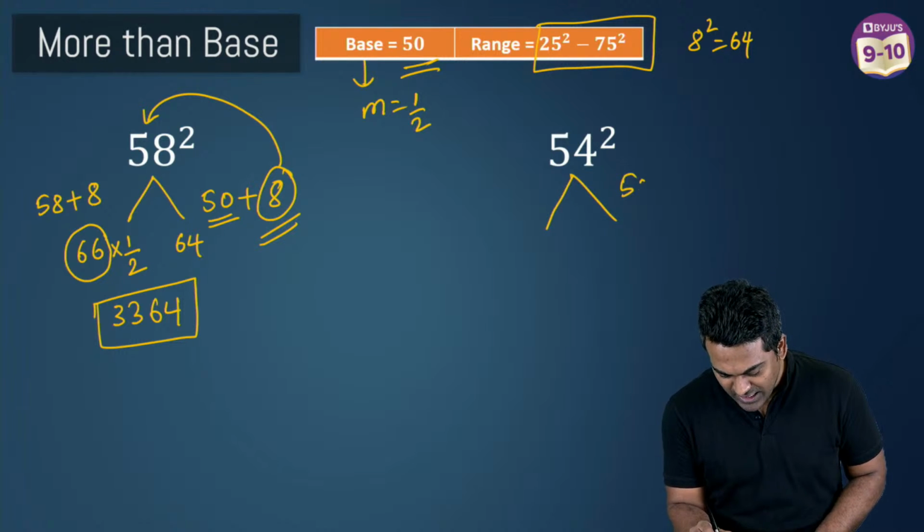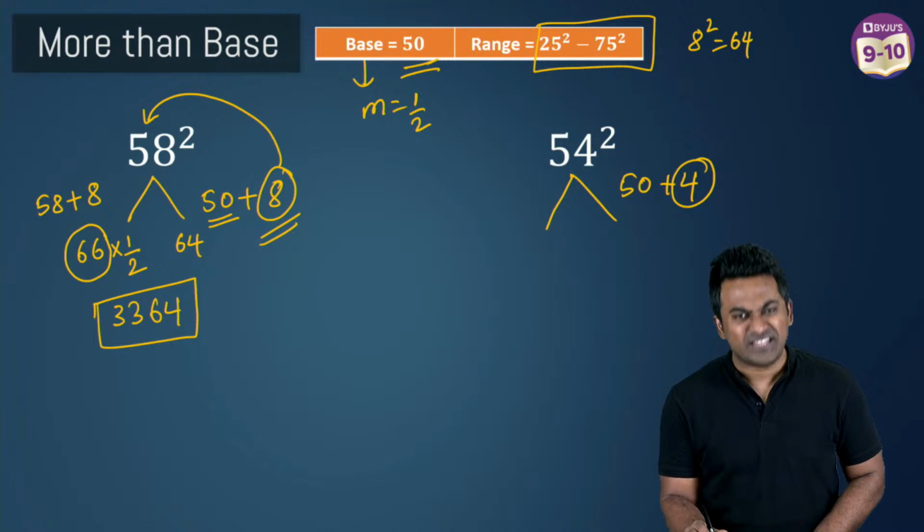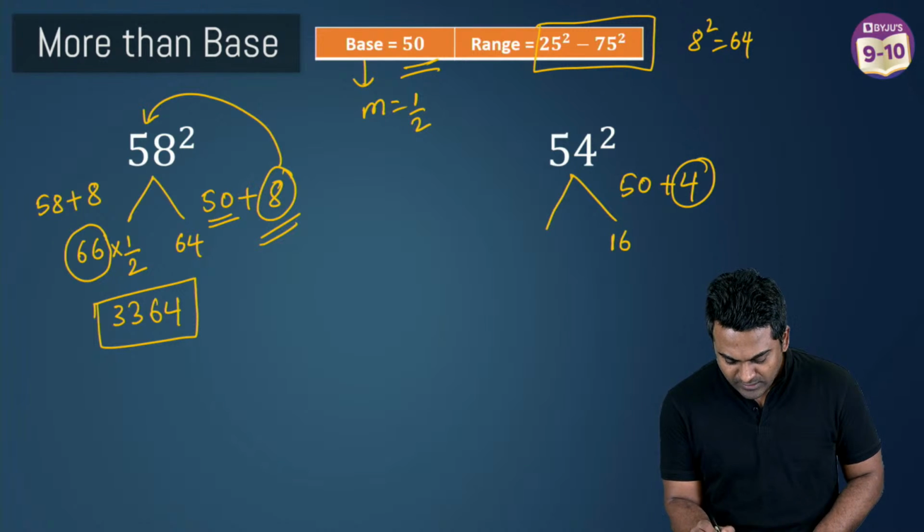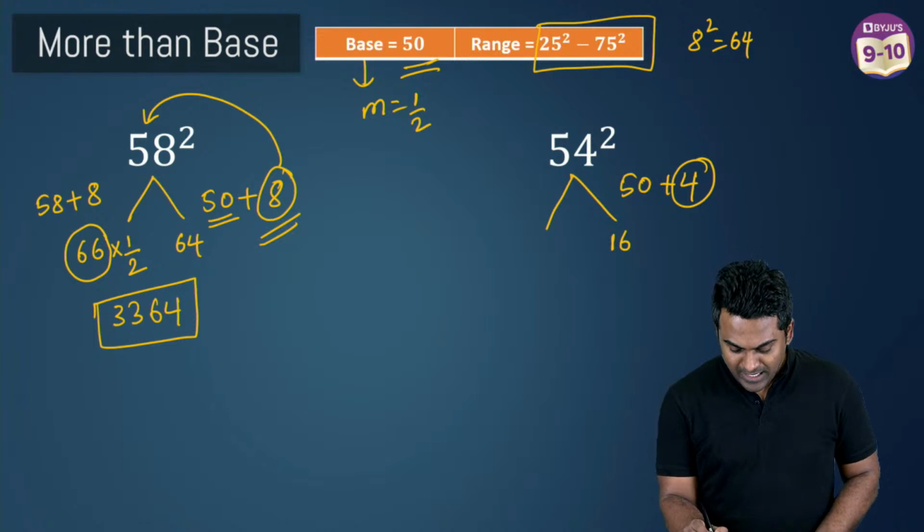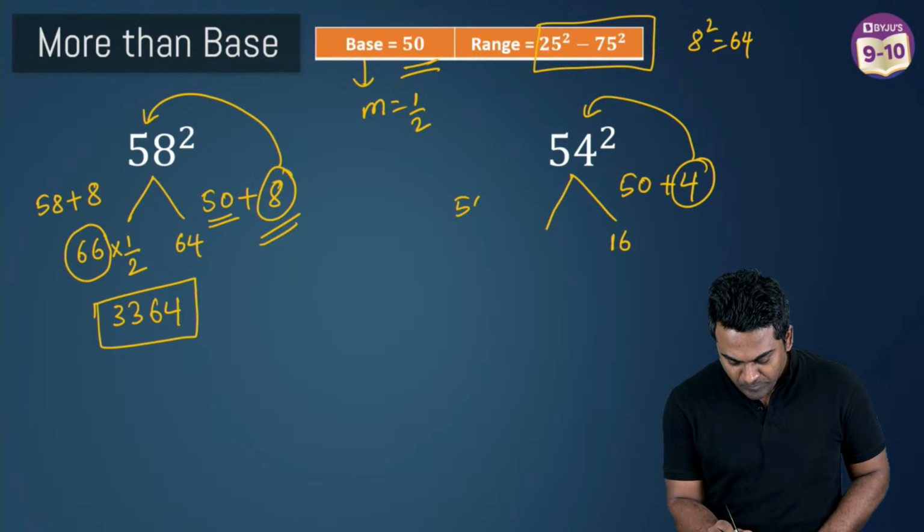So this will be how much? 50 plus 4. The first step, take the square of 4. That's going to be 16. Fairly simple. Now we add 4 to 54. 54 plus 4, this is going to be 58.